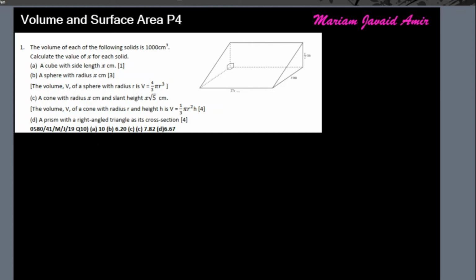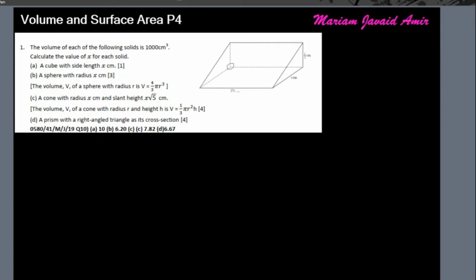Hey everyone, we're doing a worksheet on volumes and surface area, and today we'll be discussing some P4 questions. Alright, so let's start the first question of the worksheet, which says volume of each of the following solids is 1000 centimeter cube. Calculate the value of x for each case.